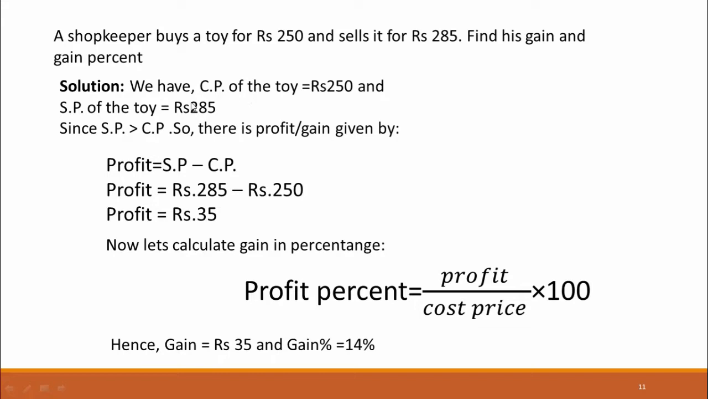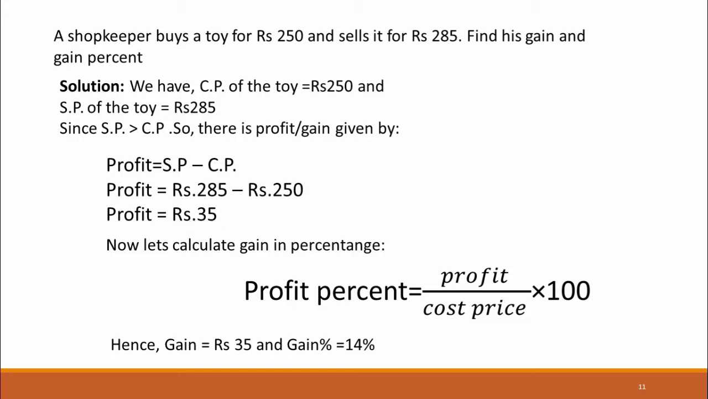In this example, the cost price of the toy is 250 and the selling price is 285. Since the selling price is greater than the cost price in this problem, there is a profit, and first of all, find the profit by using the profit formula, selling price minus cost price. So profit is equal to selling price 285 minus cost price 250. Subtracting 250 from 285, we obtain 35.